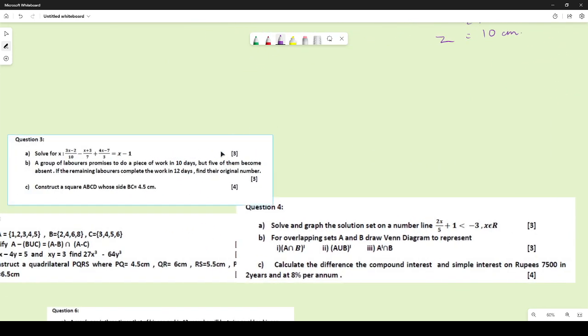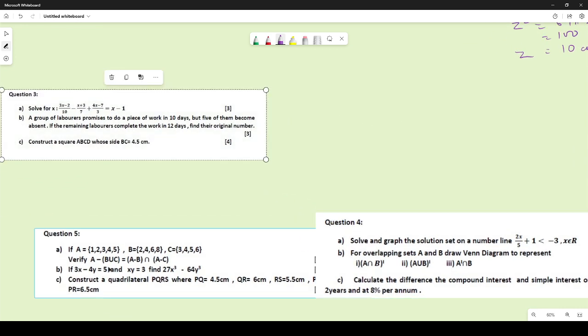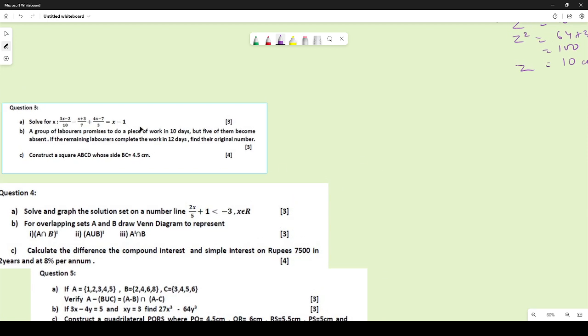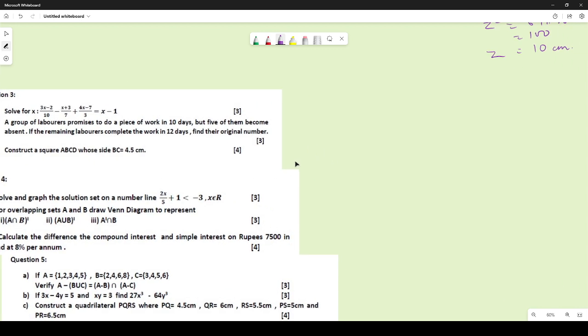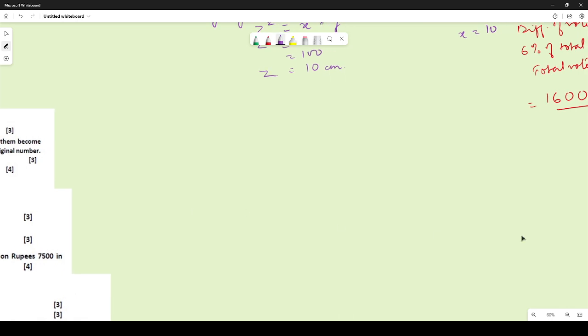Let me take this up. Question number 3 over here. Let us just take this down a bit. Solve for this question. Let me write down the question once again over here.